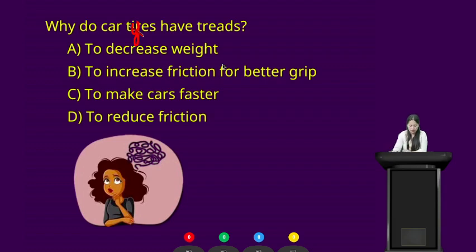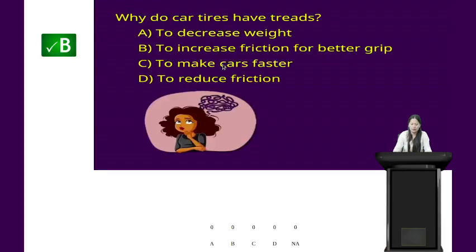Alright, students, your time is up, and yes, very good. The correct answer is option B, that is to increase friction for better grip. Car tires have treads to increase friction for better grip.